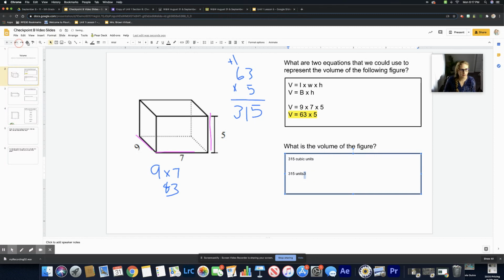I hit the wrong one. Let's try that again. Format, Text, Superscript. Well, for some reason it's not working, but units cubed is what you could write. And then if you wanted to put the superscript on a number, then you would go up there.